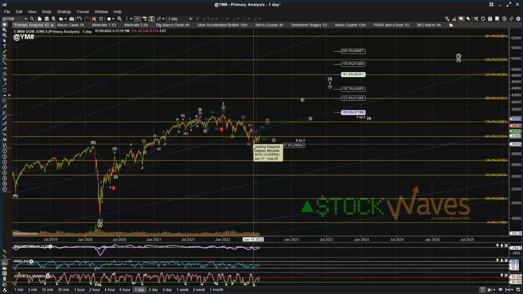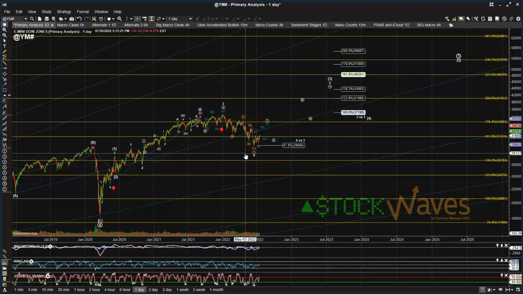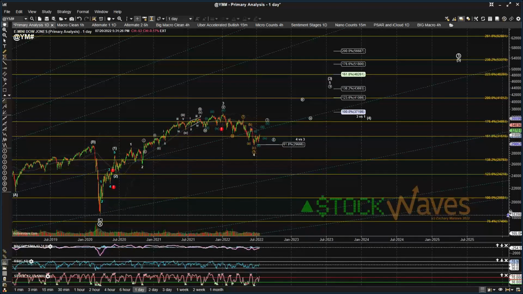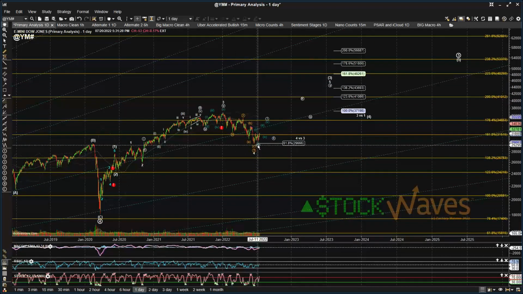No, the name of the software is called Motive Wave. Stockwaves is the service that Garrett and I run on Elliott Wave Trader and Seeking Alpha that focuses on individual stocks.